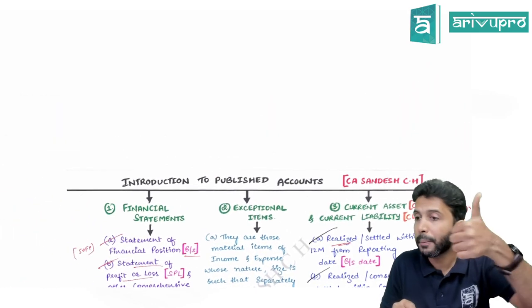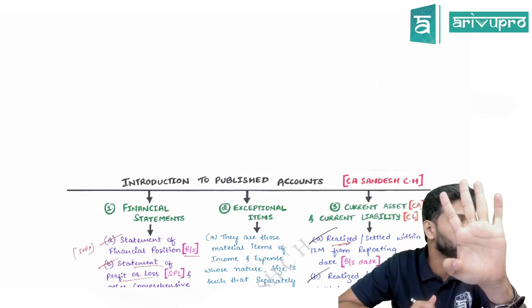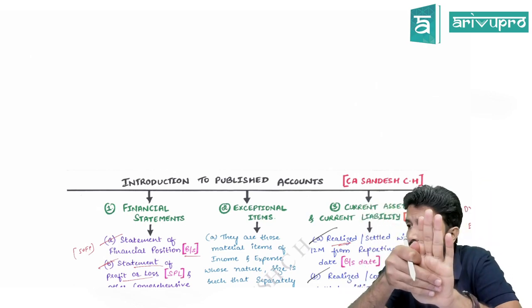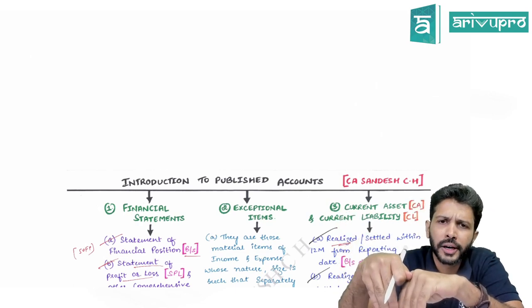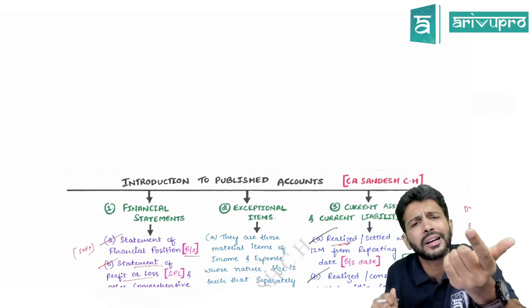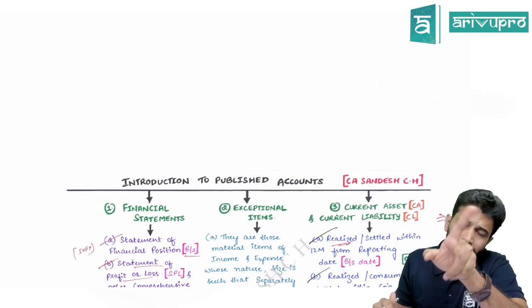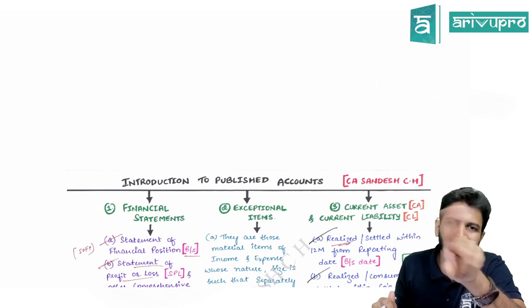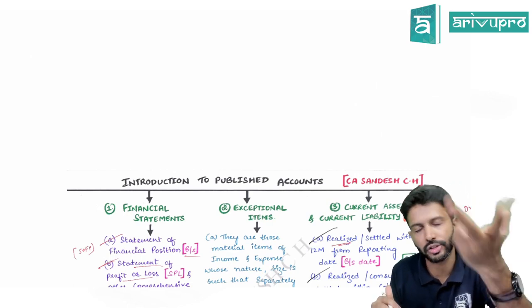Can we have a quick recap? What are the two parameters for current assets or current liability? One is, it should be within 12 months from the balance sheet date. What should happen within 12 months from the balance sheet date? Current assets are realized. Current liabilities are settled, meaning they are paid off. And then both the parameters or any one of the parameters, any one parameter or condition. So what is the second condition?